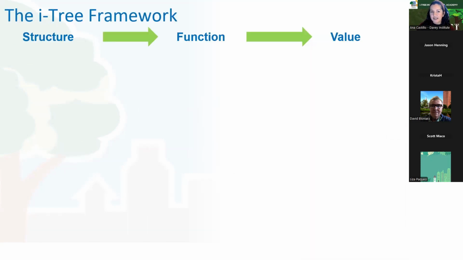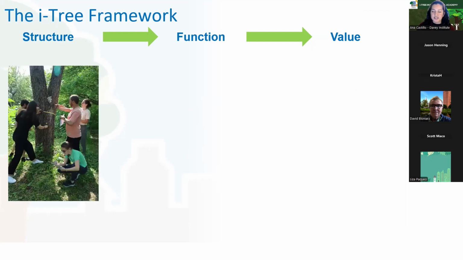So as a reminder, again, for the iTree framework, specifically for Eco, we have the structure, function, and value. So as Jason mentioned, with Eco, in contrast to Canopy, for example, you will have to go out and measure the trees. So again, at minimum, all you need is the diameter at breast height, or DBH, and you need to be able to identify the species. So that could also be part of your consideration about how good you are at tree ID and how good you are at training others to identify trees and things like that.